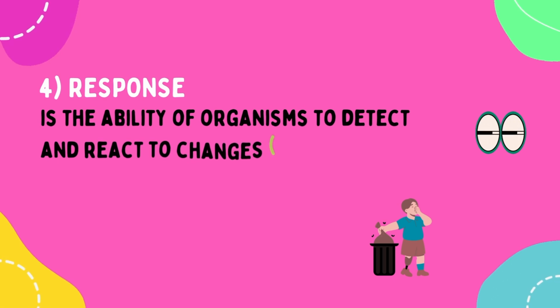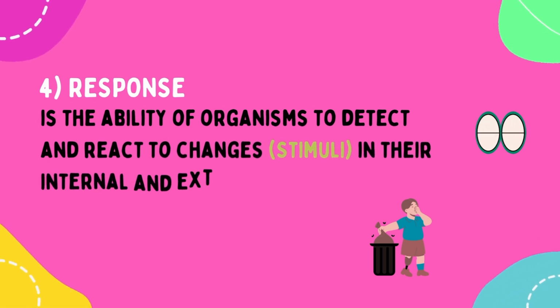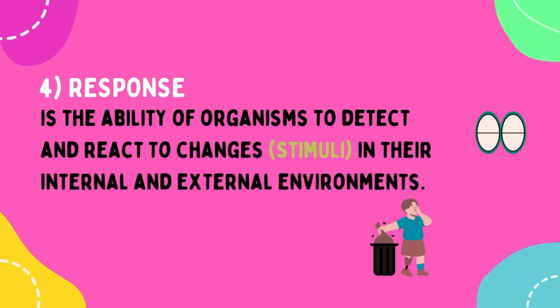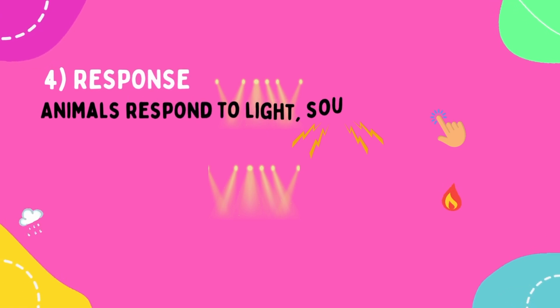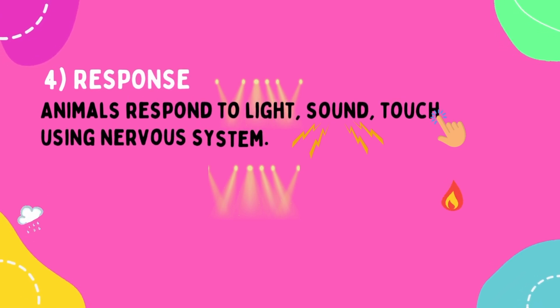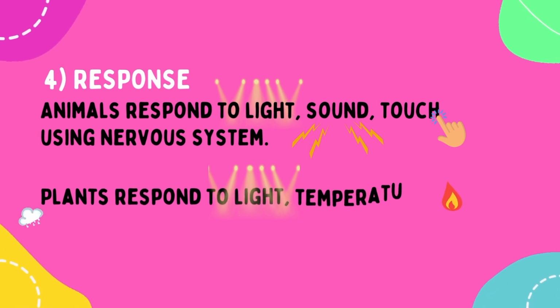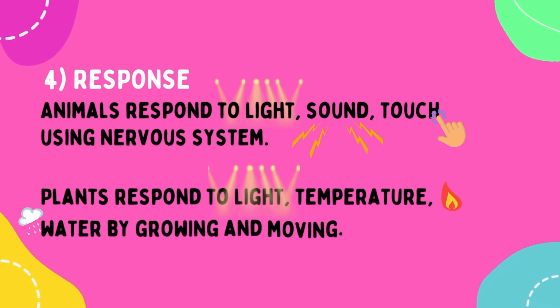Then we have number 4, which is response. It's the ability of organisms to detect and react to changes known as stimuli in their internal and external environments. You will do a lot on plant responses in the plant response chapter. Animals can respond to light, sound, touch using their nervous system, and plants can respond to light, temperature, water, also the likes of gravity and chemicals, which, as I said, you will encounter in future chapters. But for now, this is just a brief introduction into the characteristics of a living organism. Remember, we need to cover plants and animals.